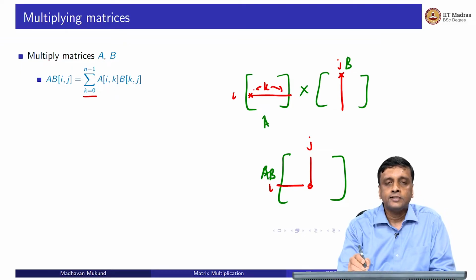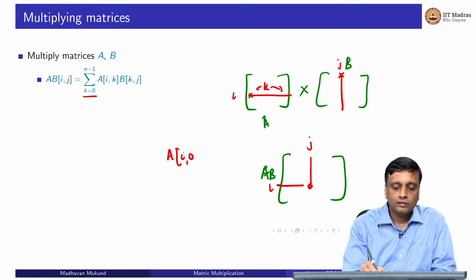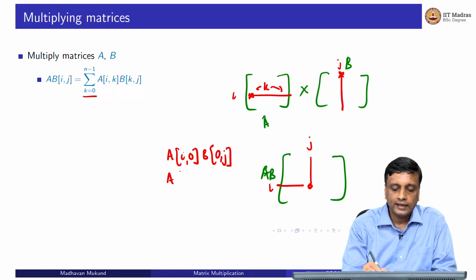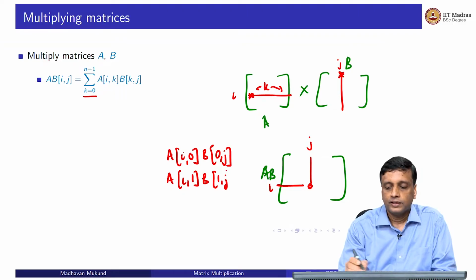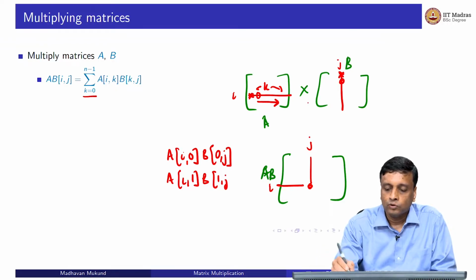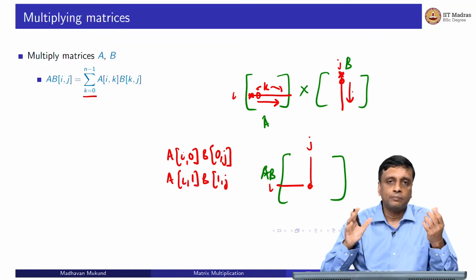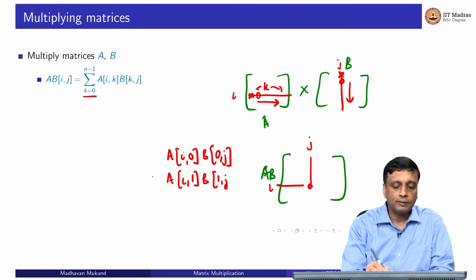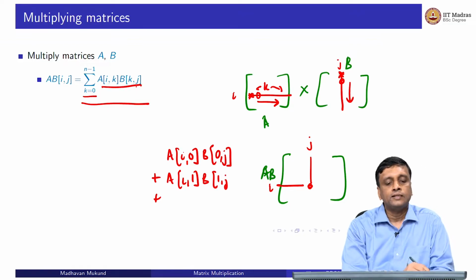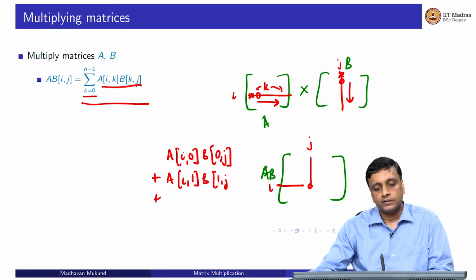I take ai0 times b0j, that is my first term. So that is this times this. Then I go to the next one, I get ai1 times b1j. So this is this one and this one. So in this way I keep walking down this row and walking down this column. I pair up the elements, multiply them as pairs, and then add them up. So I do this plus this, and so that is this summation. So it's the summation of aik times bkj for k ranging from 0 to n minus 1. So this is how you multiply two matrices.